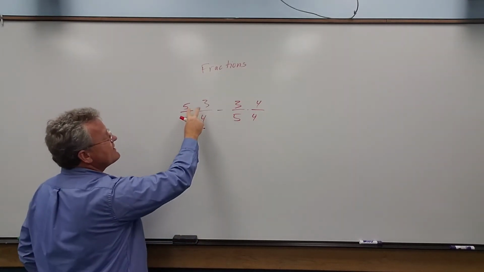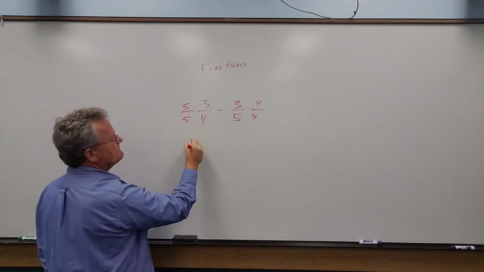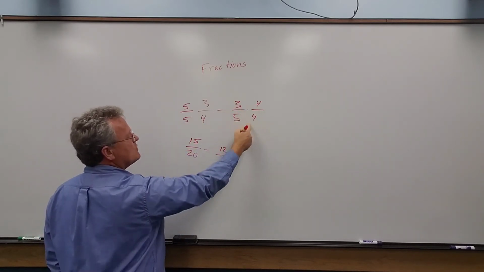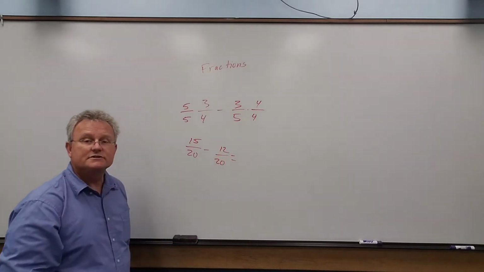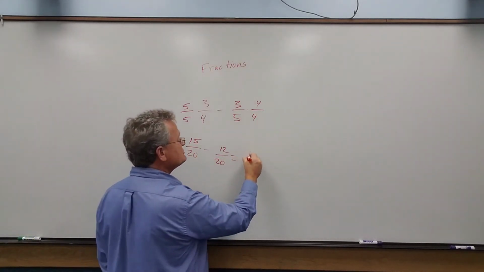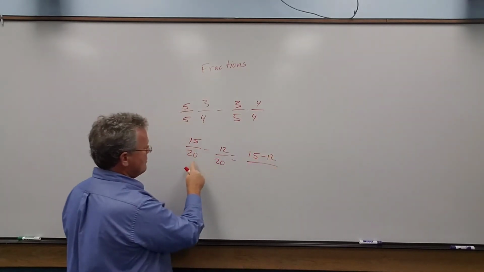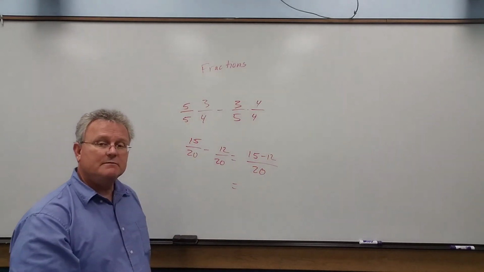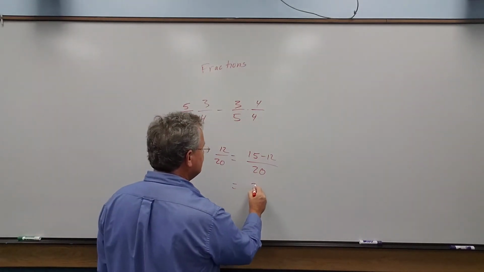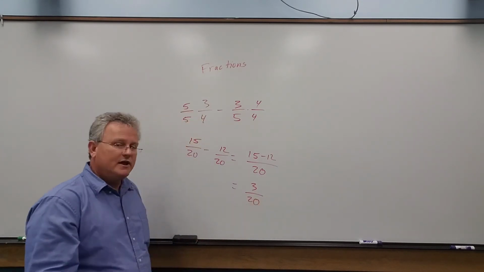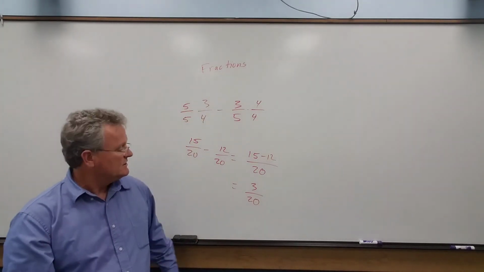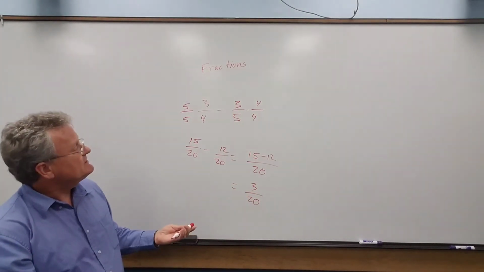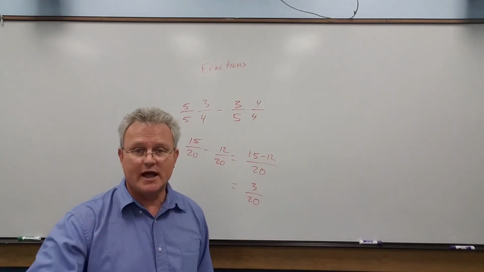Now I can simplify. This is 15 over 20 minus 12 over 20. Well, this is equal to 15 minus 12 over our common denominator of 20. 15 minus 12 is 3. 3 does not divide into 20 evenly. In other words, this does not simplify, so that is the answer. But that's the basic idea of adding and subtracting fractions.